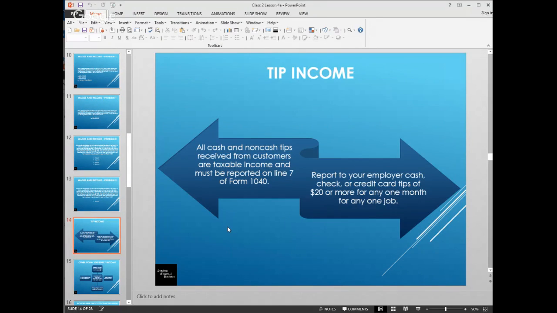Tip income. All cash and non-cash tips that are received from customers are taxable income and must be reported on line 7 of the Form 1040. You would report to your employer any cash, check, or credit card tips that total more than $20 in any month. If it is less than $20, you are still responsible for claiming the income. You just simply wouldn't report it to your employer.